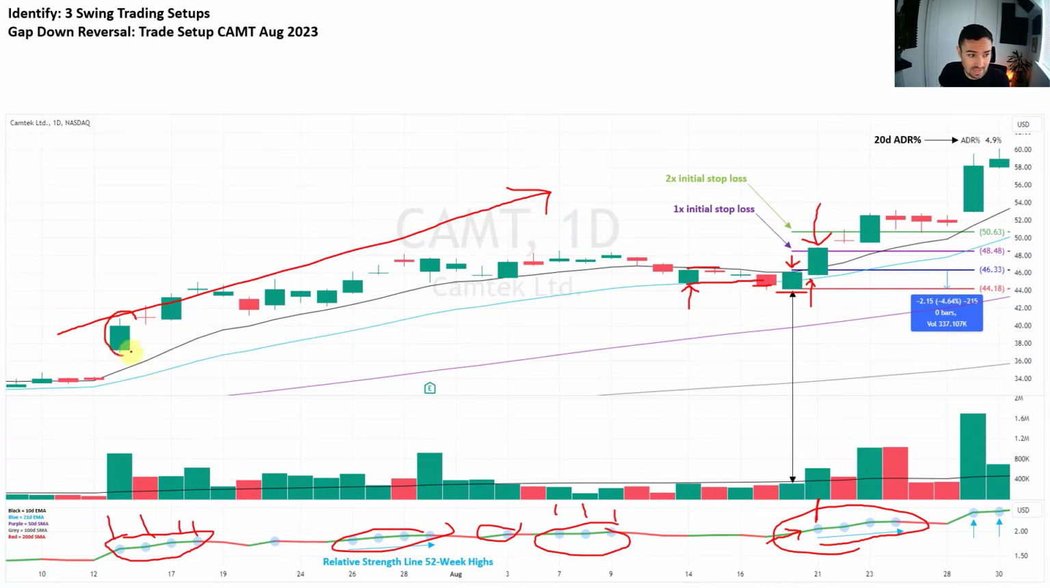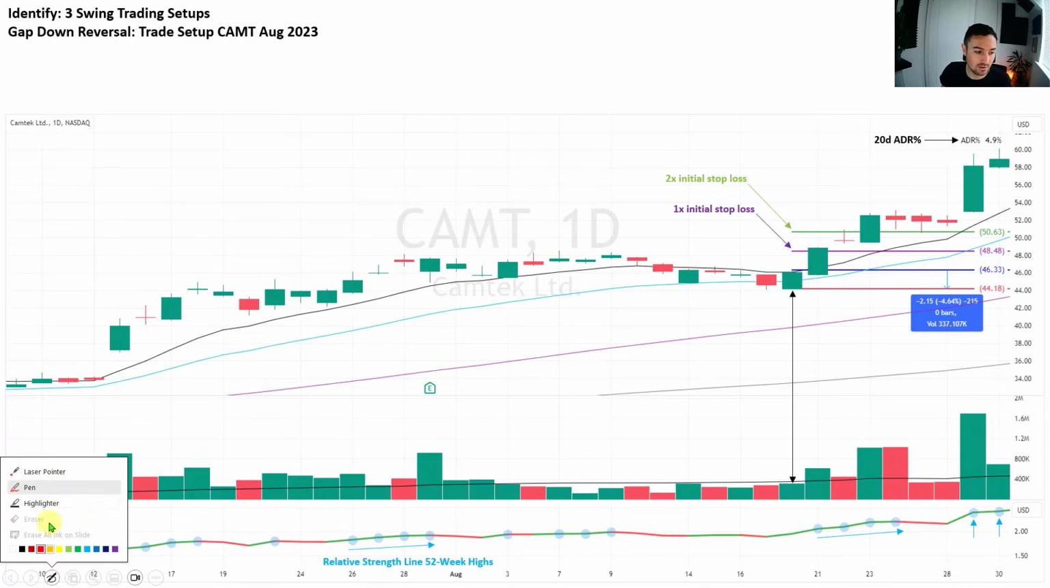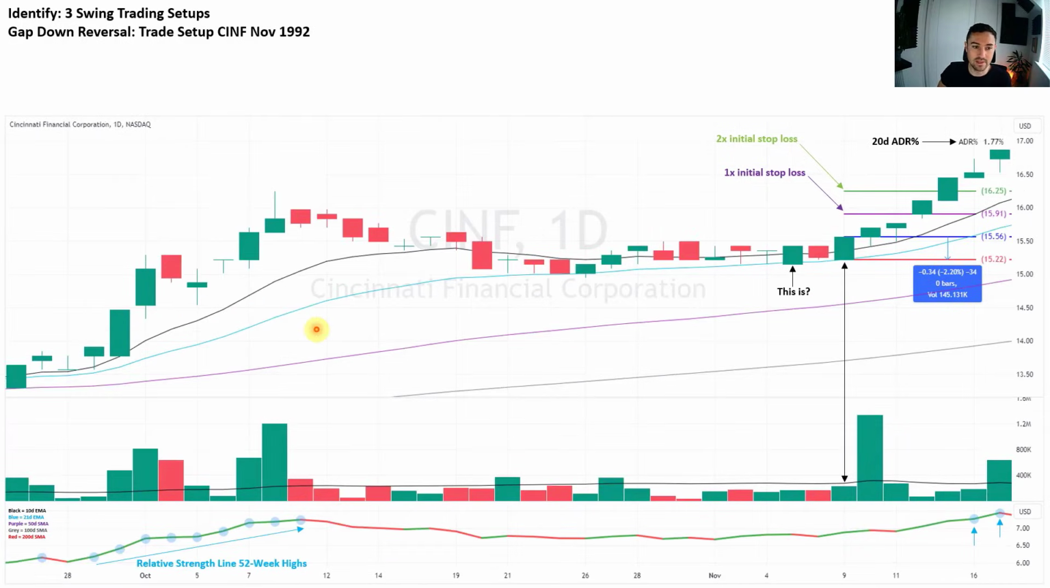And you can see the catalyst that seemed to spark this rally here: good gap up, good volume coming through, 52-week high on the relative strength line. This stock at this moment in time is a leader. Let me clear the ink on the slides. Let's go to the next one.